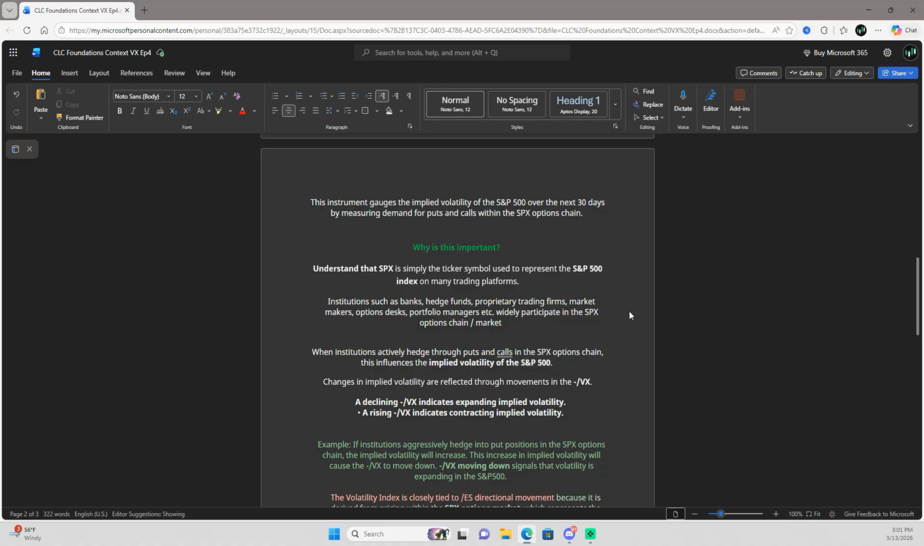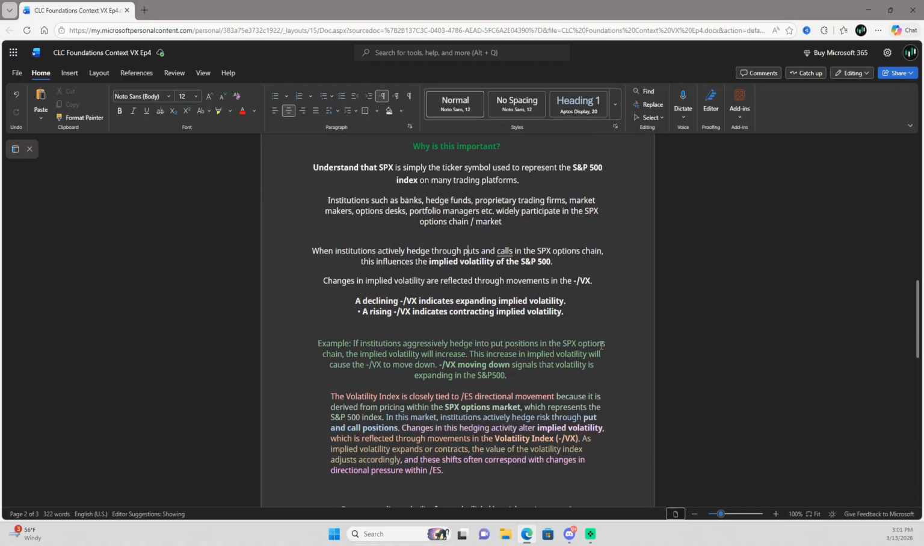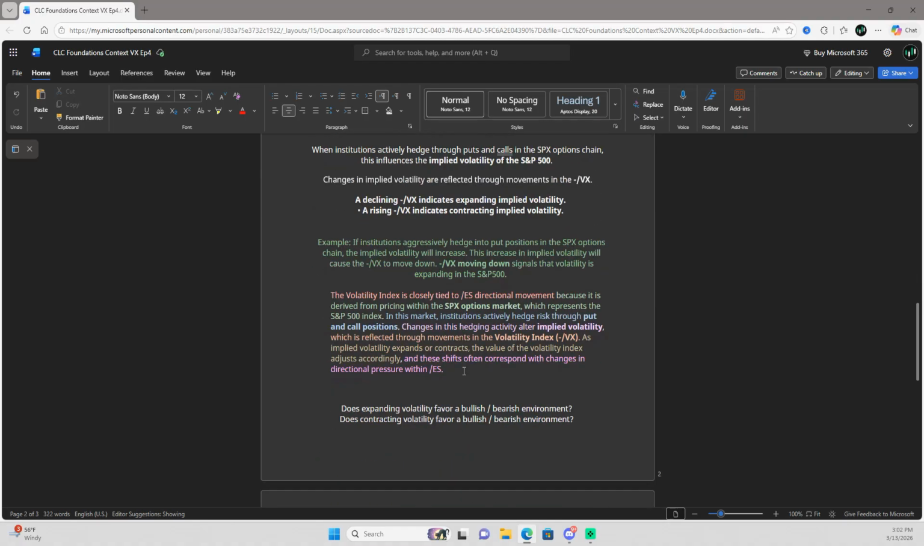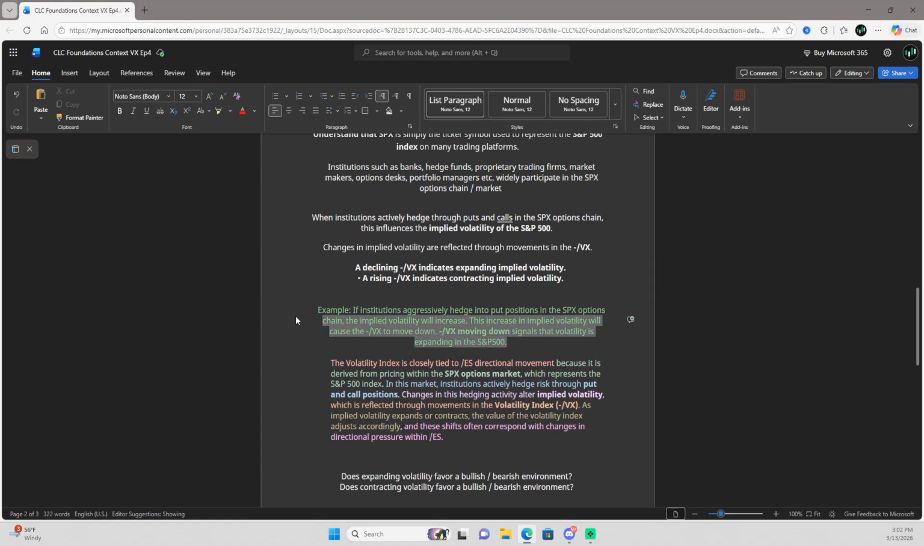So changes in implied volatility are reflected through movements in the VIX. Remember, I always use the VIX, or the inverse VIX. A declining VIX indicates expanding implied volatility, and a rising VIX indicates contracting implied volatility. We're going to break all of this down into a very easy to digest definition down here, but first let's look at an example real quick.